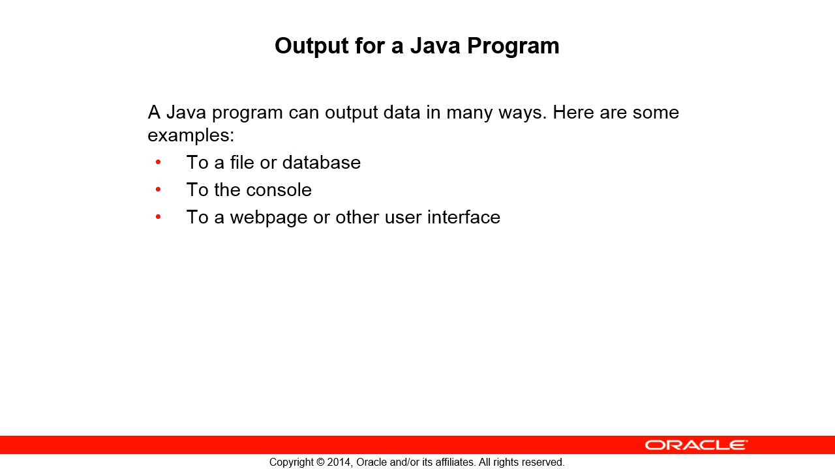Java provides many options for outputting data, and here are a few common examples. You can send data to other destinations, such as a file or database, to the console, which is the command line screen found in various operating systems, or you can send the data to a web page or other user interface.